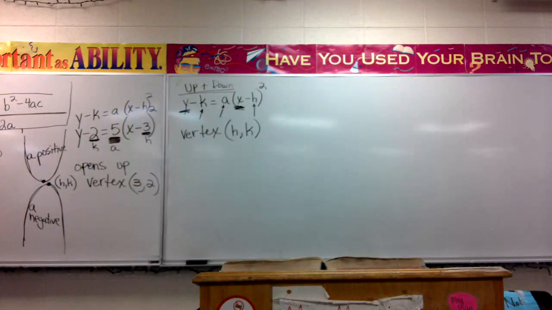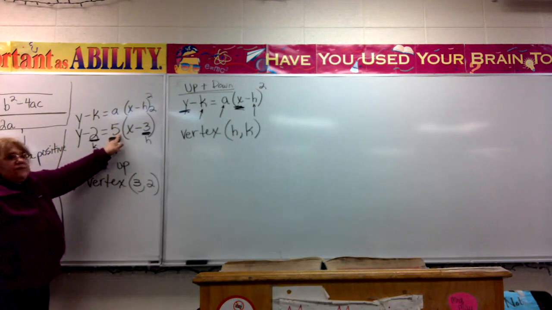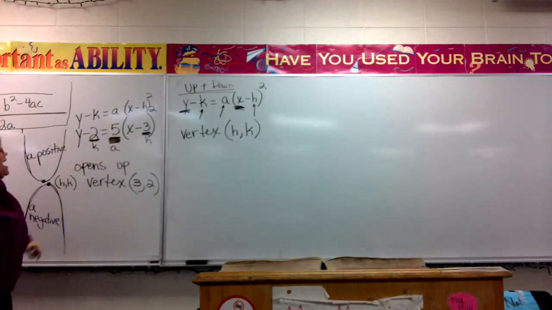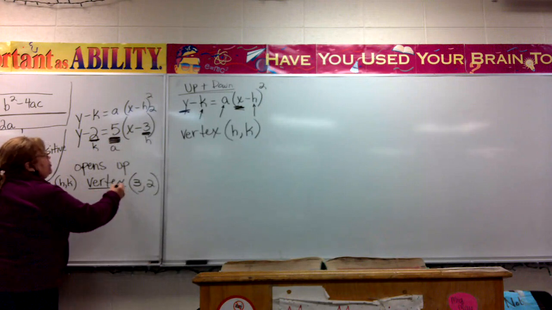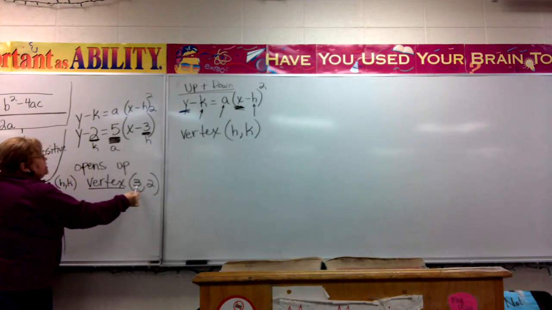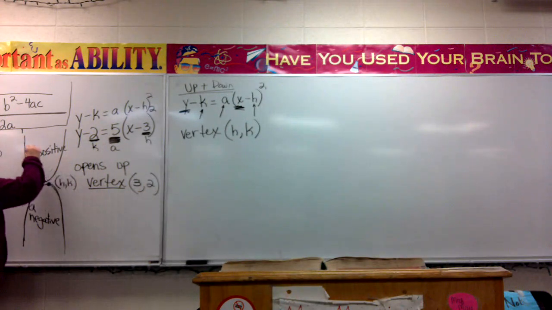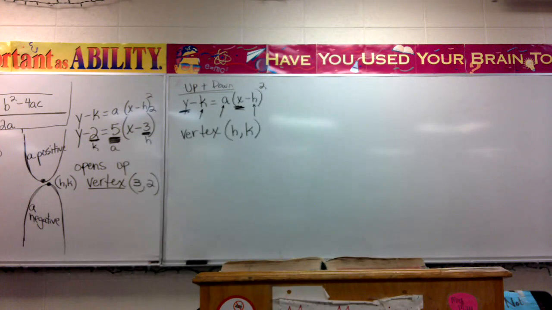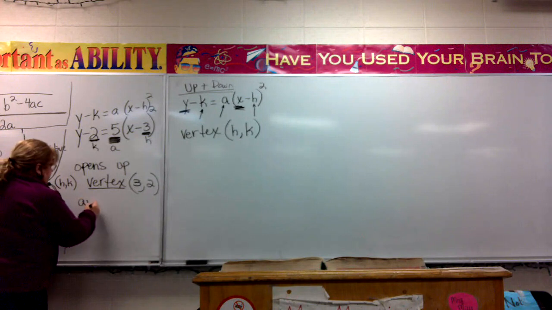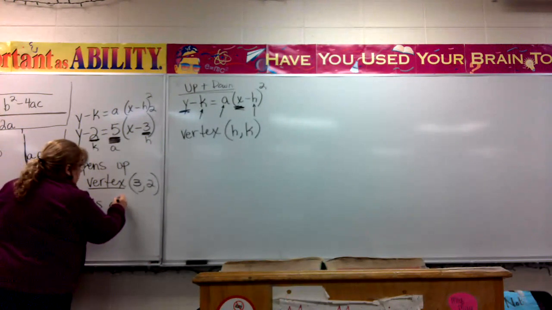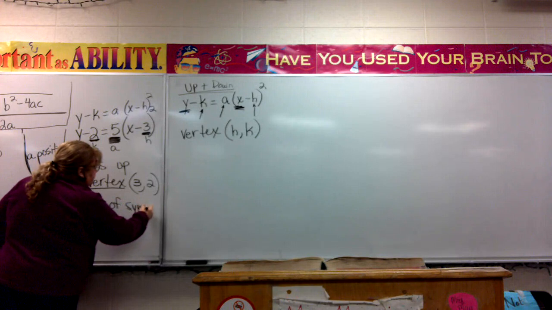So far, so good? By looking at the equation, you can tell if it opens up or down, and you can also tell this point called the vertex. The vertex is at the point (3, 2). And remember, since this one opens up, the vertex would be this point down here, the lowest point. One other thing you can tell about the parabola.